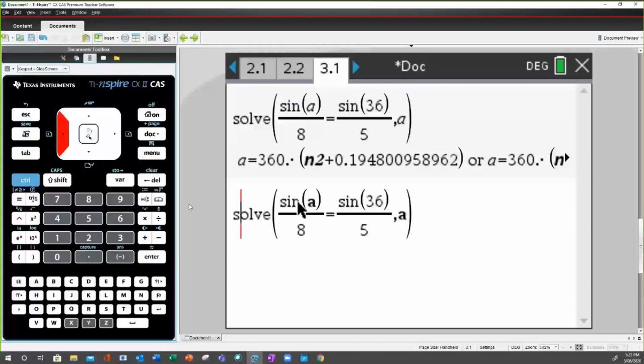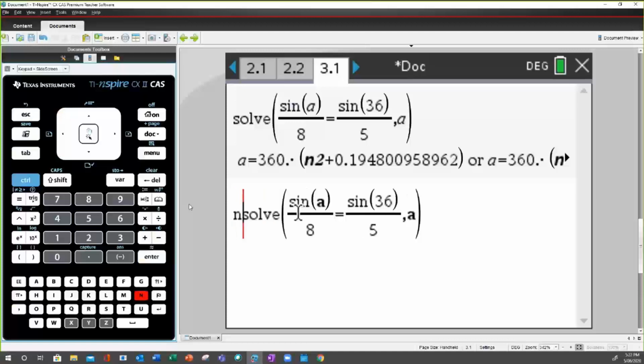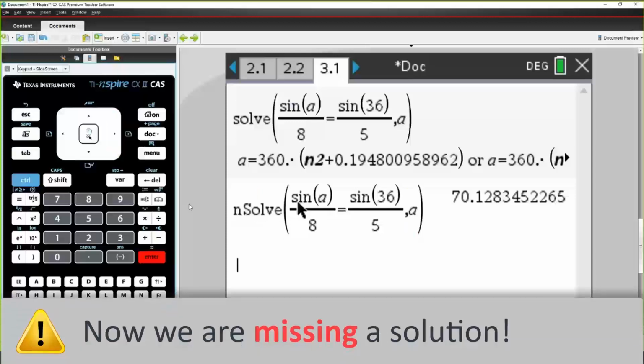You have to use a function called numerical solve or nsolve. And I'll show you what happens when I write just an n in front of solve. Ta-da! It spits out something that makes more sense. So remember, when you're solving for angles, if you don't use nsolve, you might get this confusing solution.